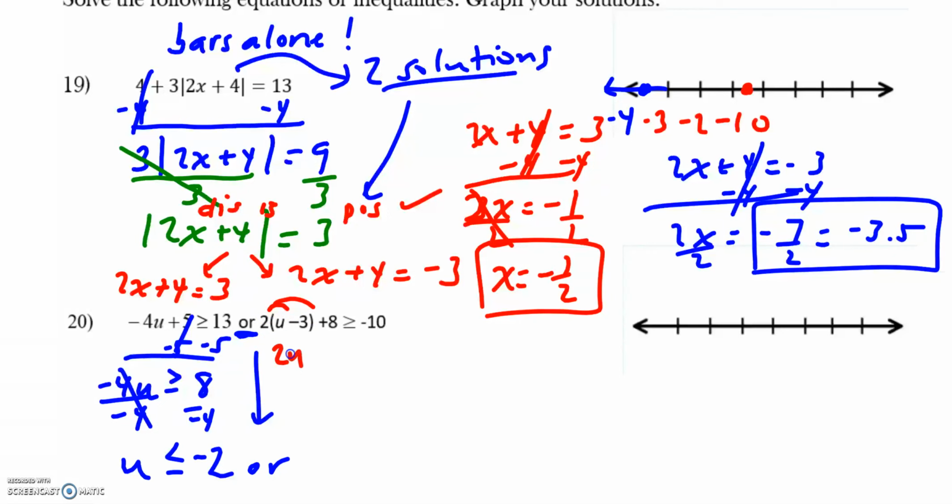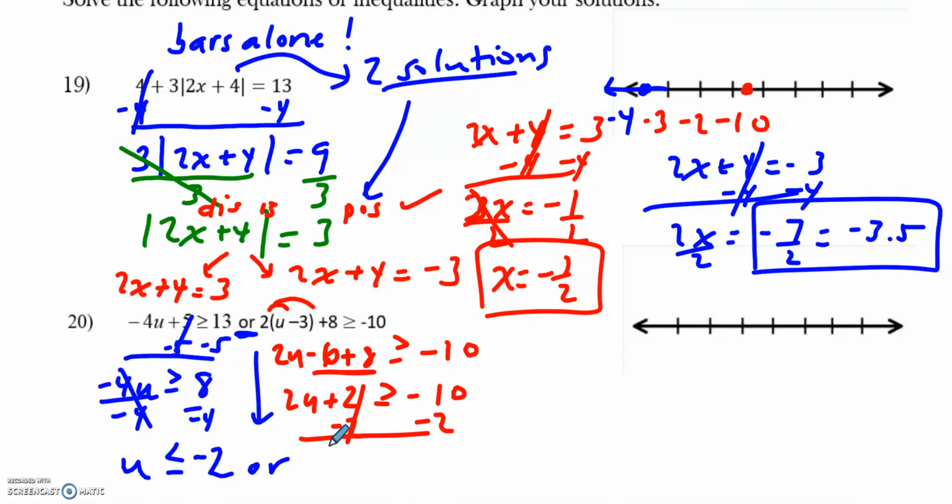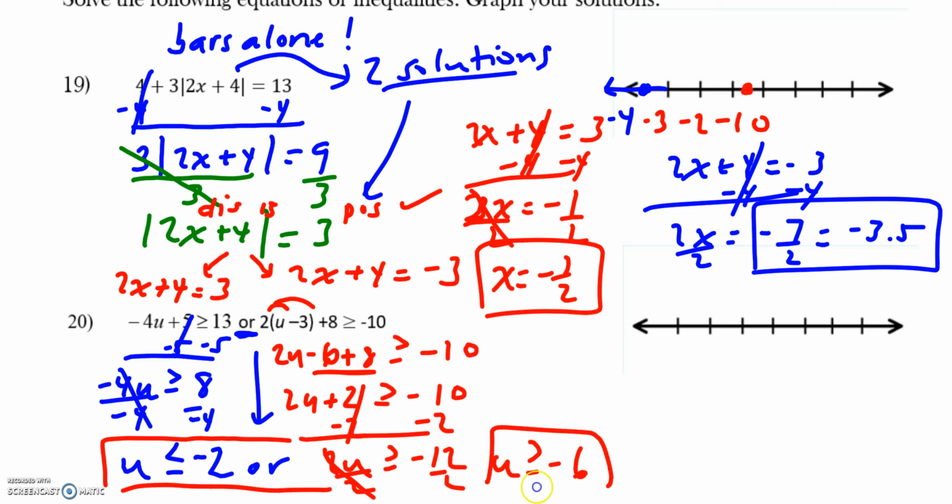Or if I solve the second part, we'd have 2u minus 6 plus 8 is greater than or equal to negative 10. If I combine like terms, negative 6 plus 8 is 2. So we have 2u plus 2 is greater than or equal to negative 10. Subtract my 2 away. 2u is greater than or equal to negative 12. Divide by 2. The inequality does not flip this time. The number is not negative. So this is u is greater than or equal to negative 6. So we have u is less than or equal to negative 2, or u is greater than or equal to negative 6. So let's see what that looks like.